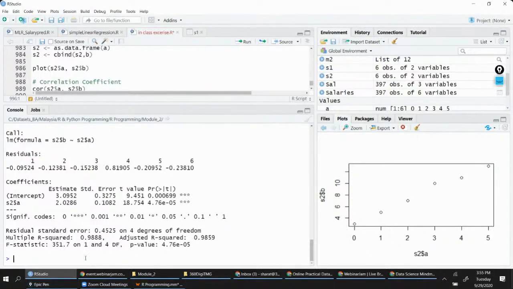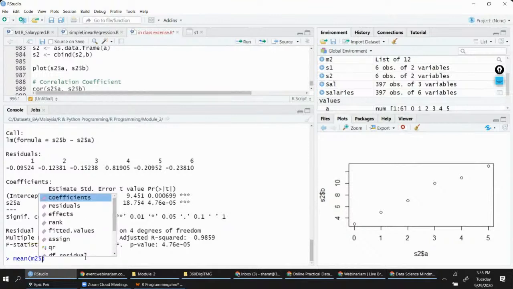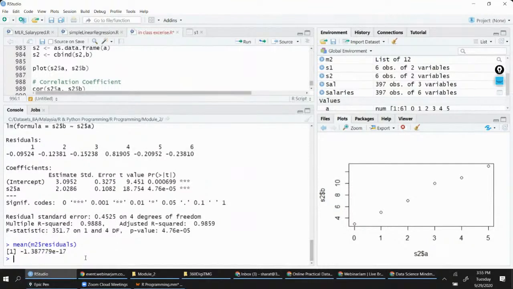Residuals are available under M2. So you need to do mean of M2 dollar residuals. If you do that, you get 0.0 E power minus 17, right? So those many zeros are there before your decimals. So it is nothing but 0. But if you take y is equal to mx plus c, which is 3 and 2 as your coefficients, then you'll get average of error as 1 by 6, sorry. So that should not happen.